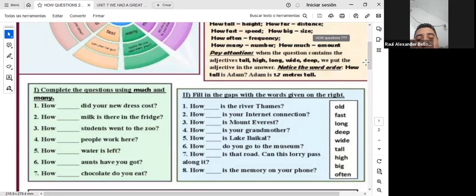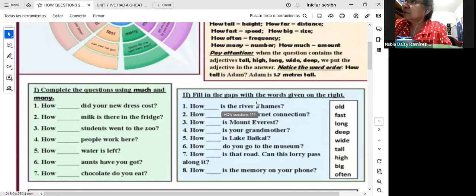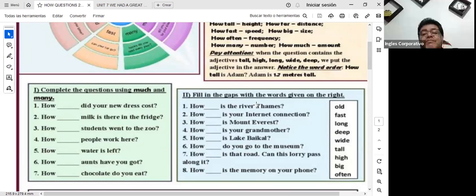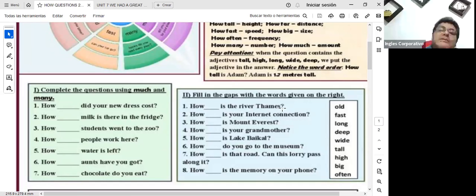Number 3, how big is Mount Everest? Okay, in this case, how long? Mount Everest. Yeah, but remember, how long is talking about the first one, how long is the river? How big is Mount Everest? Mount Everest, you talk about height. Height. Okay, remember here.